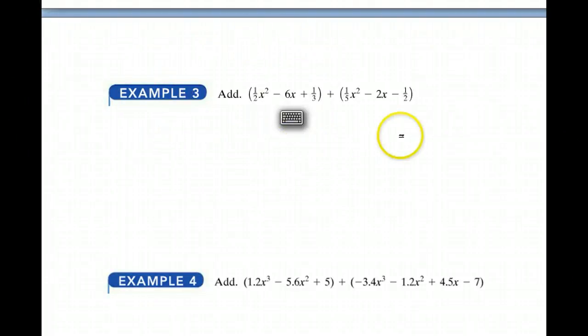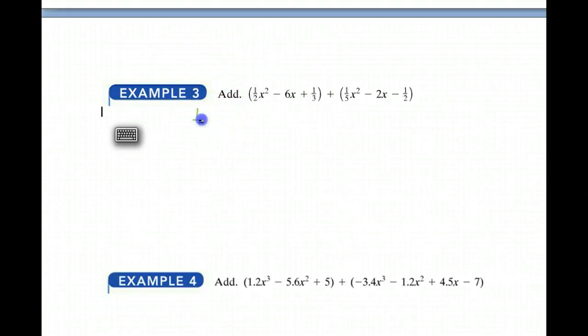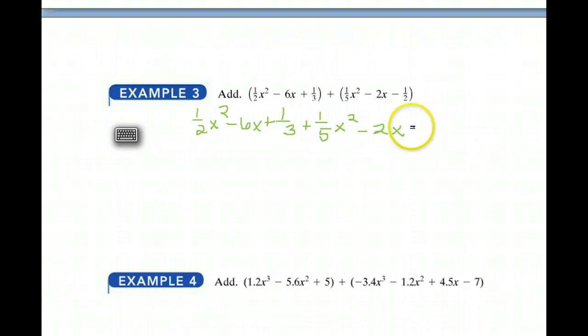Okay, by now you should have had an opportunity to complete example 3. And we're going to go ahead and go over the answer for that. Since there is nothing in front of our first parenthesis, we can simply rewrite it as 1/2 x squared minus 6x plus 1/3. And since we have just a plus sign in front of the second parenthesis, I can bring down everything else that's on the inside. So I'm going to write that as plus 1/5 x squared minus 2x minus 1/2.